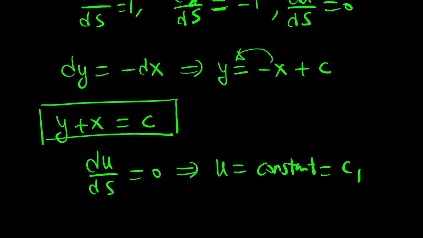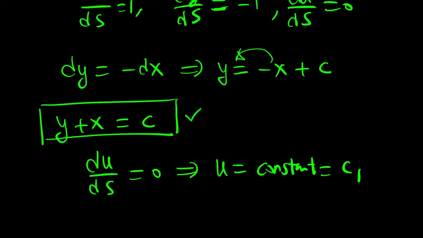Well, wait a minute. What is that supposed to mean? u is not everywhere constant. It's only constant along those characteristic curves. In this case, it's not like curvy curves, but it's those lines along which u is a constant. And here's what we're going to do.